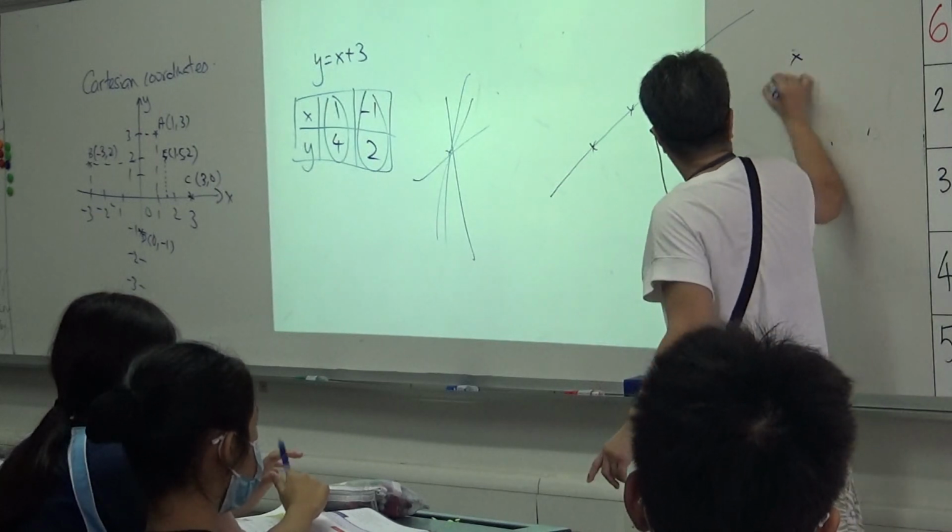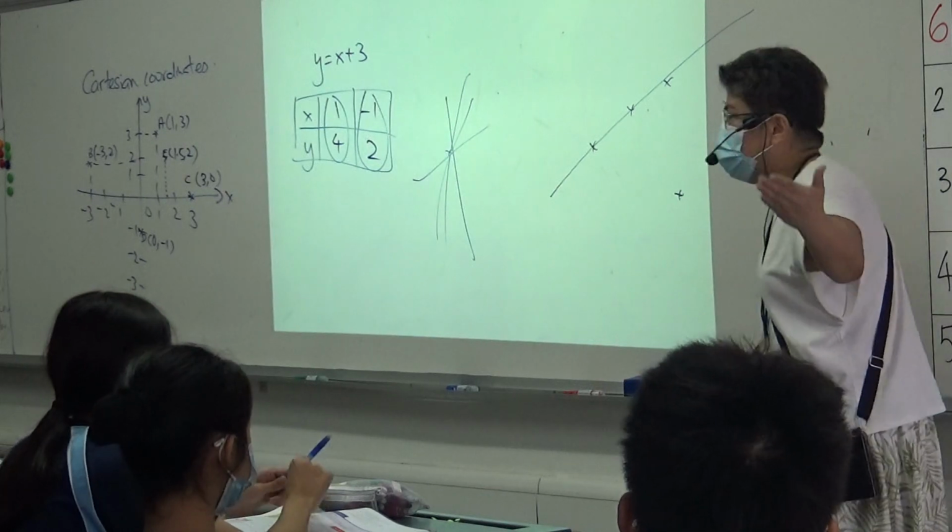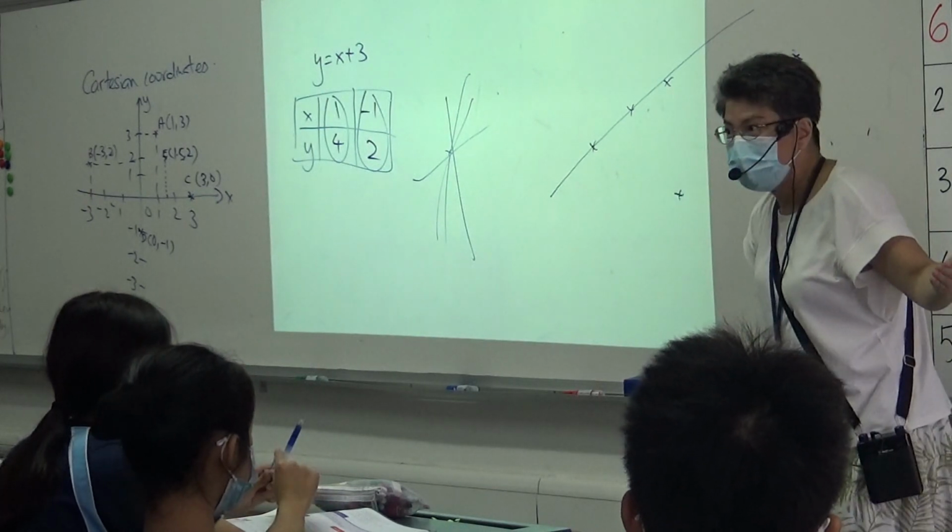Now, if you calculate 3 points and it forms a triangle, of course cannot. It must be a straight line. So that means one of your points will be wrong. You have to double check. Understand what I'm talking about?